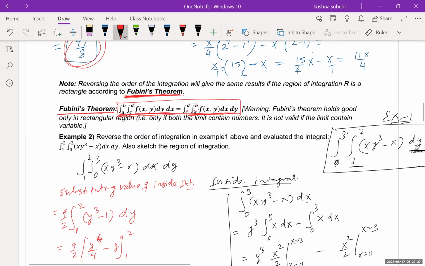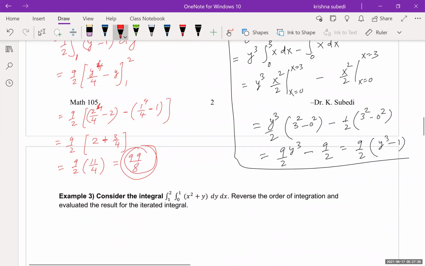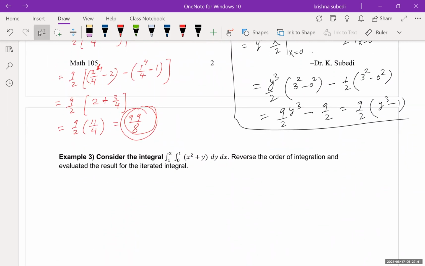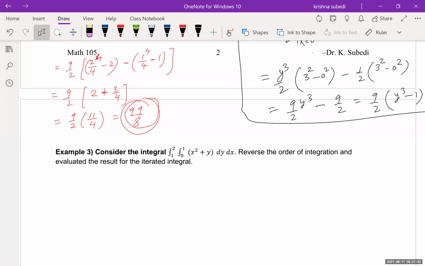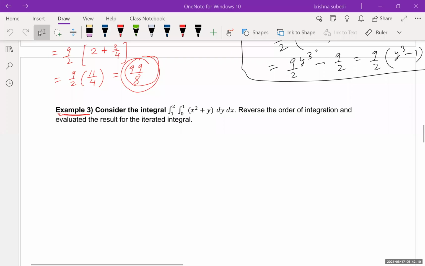Any questions, guys, so far? So I want you to try this example 3 on your own, okay? So thank you guys. Example 3, you already calculated and the answer is 17/6, and that is the correct answer.